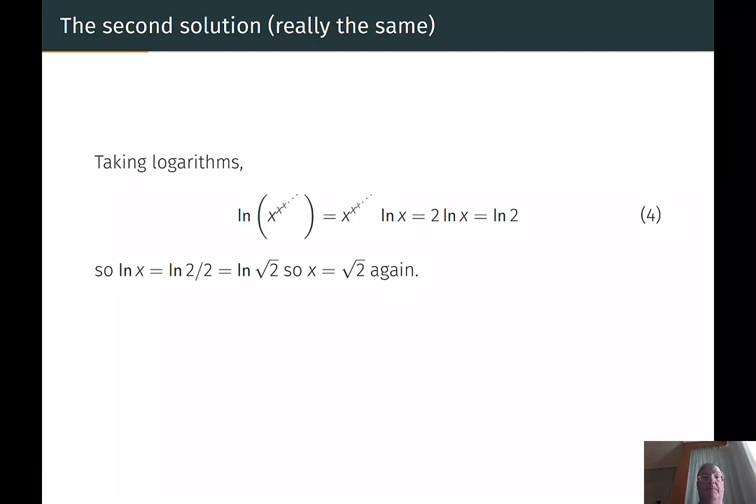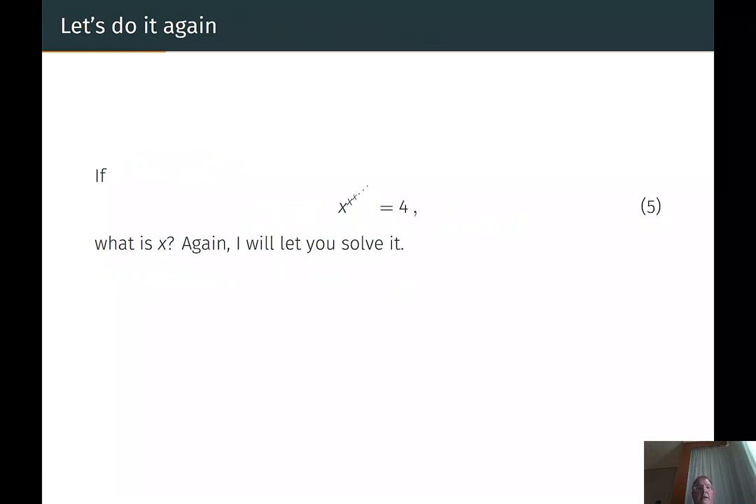Really happy with that. Let's do it again. That was so much fun. Now let's solve a different problem. x to the x, etc., is equal to 4. What is x? Okay, I'll let you solve it. Pause the video and go off and solve the problem. Now we know how to do it, so it should be easy.